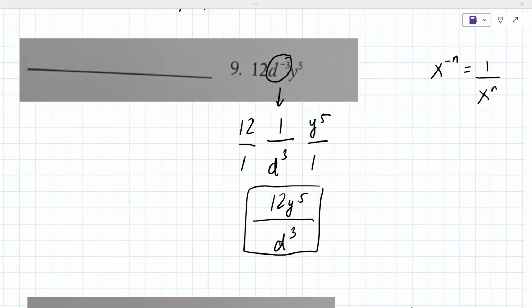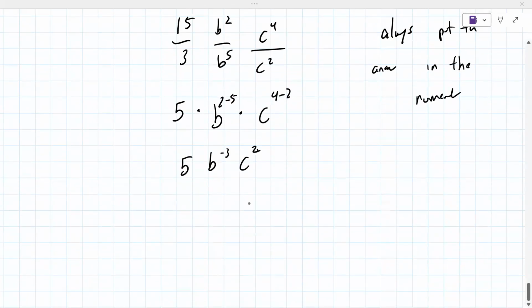There, okay. And that'd be 5c squared and then b to the third power, b cubed. So your final answer here is 5c squared over b cubed. Okay.